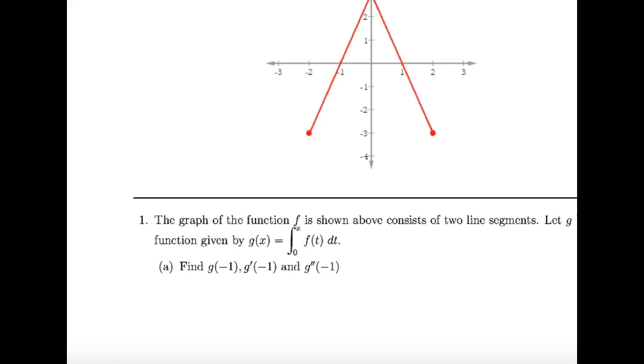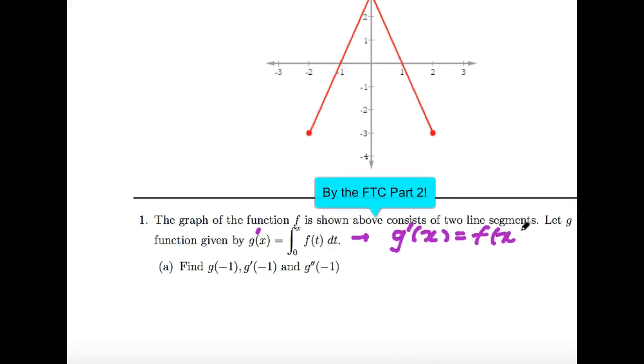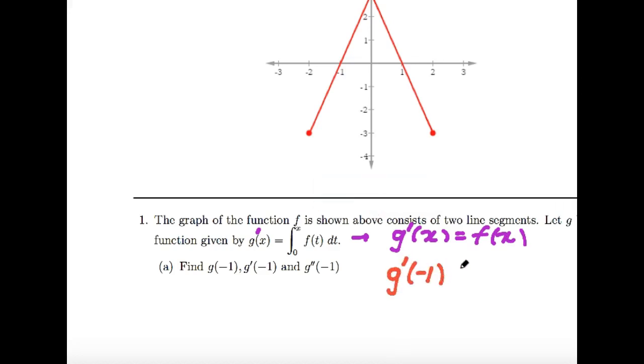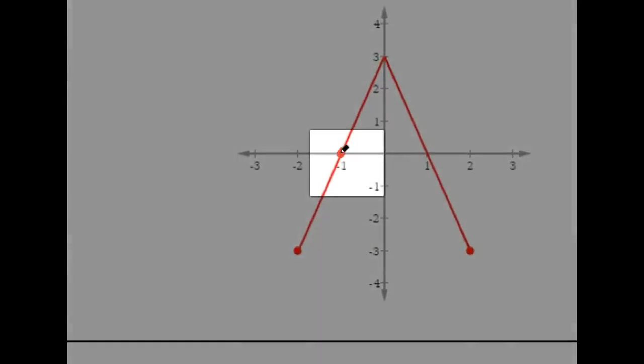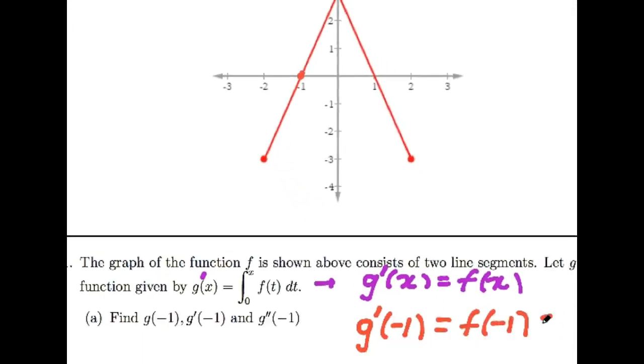Okay, so the first thing I like to do is start with the prime and the second derivative first. I know if I take the derivative of the left side, I have to take the derivative of this thing. And what that implies is that g prime of x is actually equal to f of x. So this red graph is also my derivative graph. So when I want to find g prime of -1, well, that means I'm looking at f of -1. So I look on my graph at -1, and there I go. I see that y value is actually just 0.